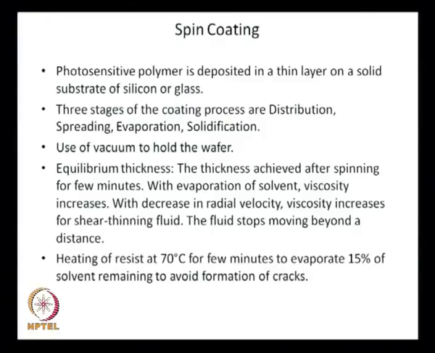In fact, these polymers are made by large business houses, and they have spent a good amount of research developing these polymers, and they found the best polymer that suits the purpose. Now, photosensitive polymer is deposited in a thin layer on a solid substrate of silicon or glass. So, the substrate is either silicon or glass when it comes to photolithography.